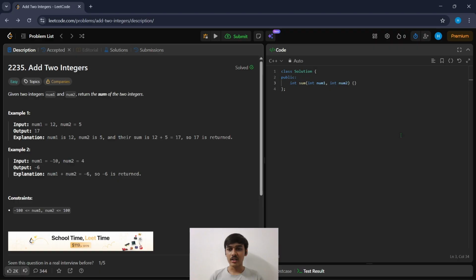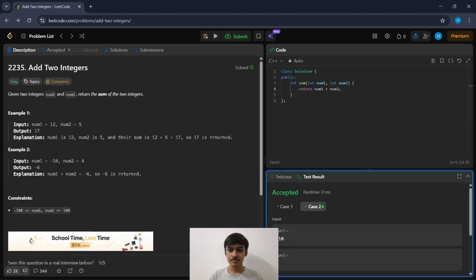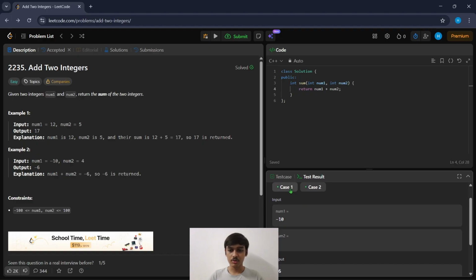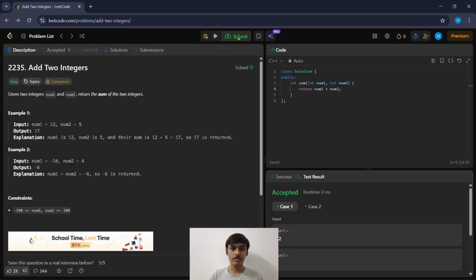So we start the code. Return num1 plus num2. Run this code, and this is the second output, and this is the first example output. So submit this code.